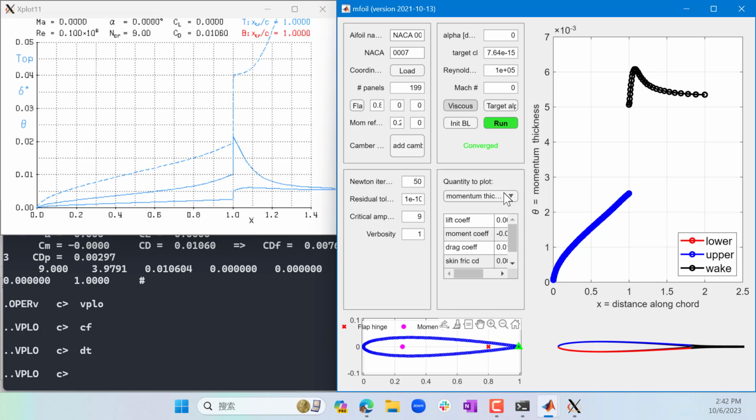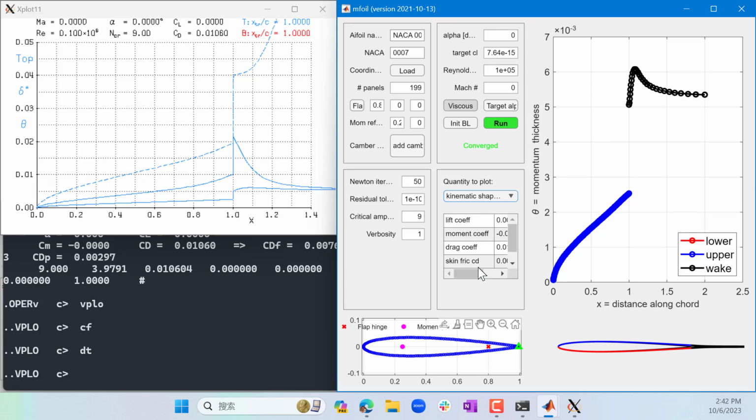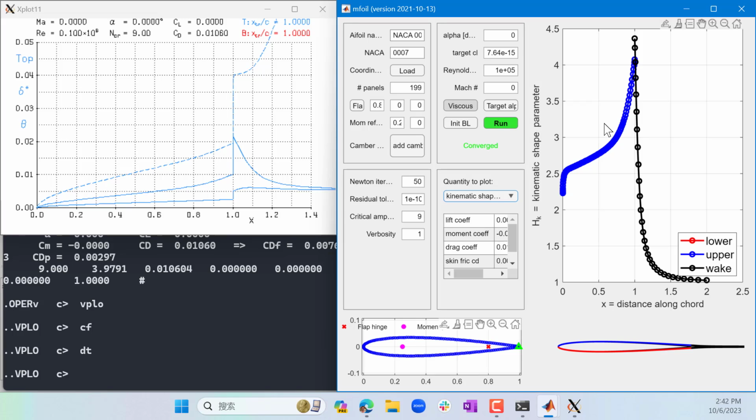That's the momentum thickness, and the next one is the shape parameter, or the ratio between the displacement and the momentum thickness. We said that because the displacement thickness is always larger, the ratio is always above 1, right? We see that this ratio goes from 2.2 all the way to about 4.